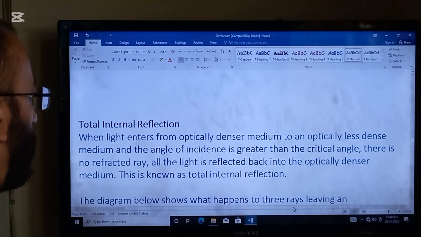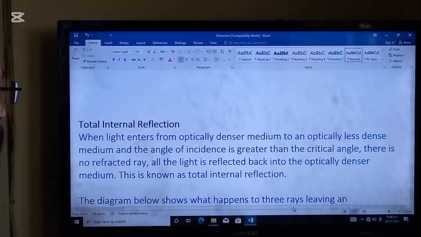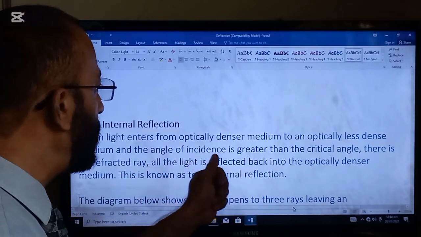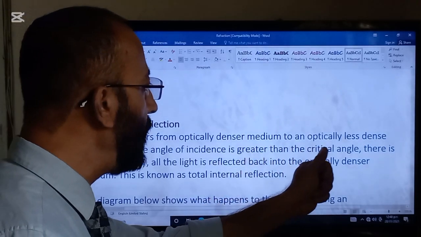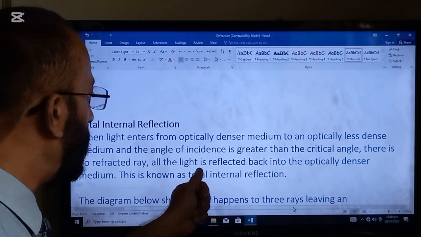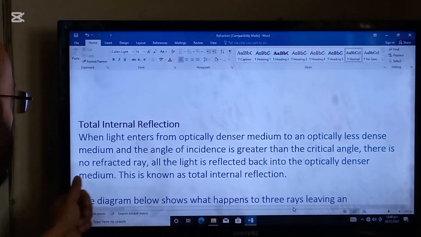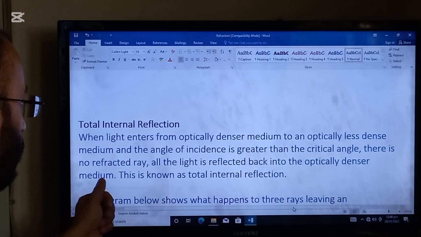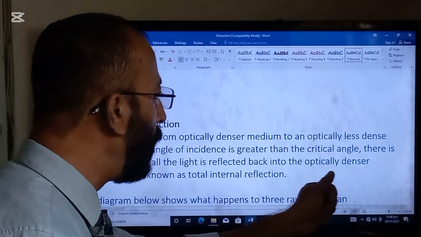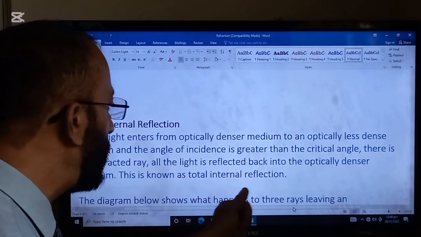Next topic in the lecture is total internal reflection. When light enters from an optically denser medium to an optically less dense medium and the angle of incidence is greater than the critical angle, there is no refracted ray. All the light is reflected back into the optically denser medium. This is known as total internal reflection.